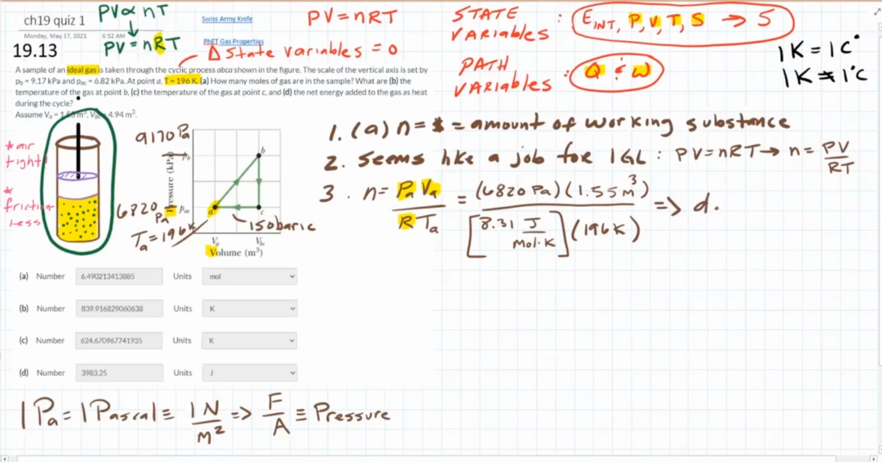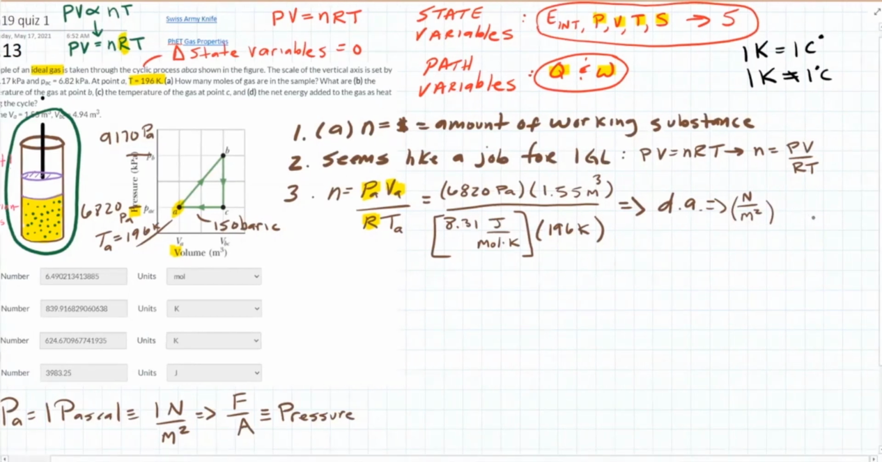Let's do dimensional analysis. In my numerator, I have a Pascal. A Pascal is a Newton per meter squared. That's a Pascal. It comes from the definition of pressure, force per area. Then I have also in my numerator meters cubed, because we express volume in terms of cubic meters. And in my denominator, my units are joules per mole Kelvin, and then times Kelvin.